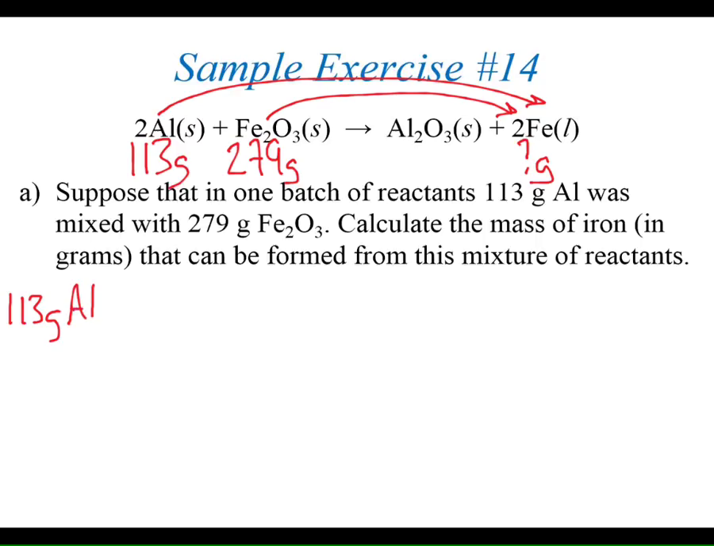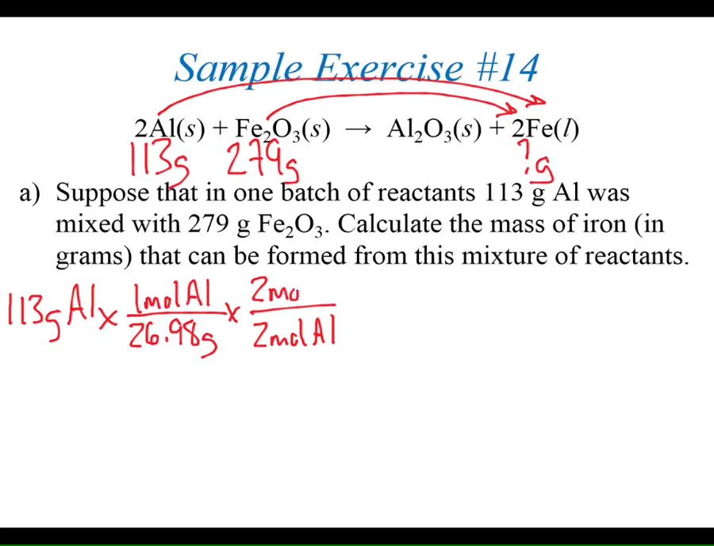113 grams of aluminum. What's the first thing I'll do with the mass of aluminum? Molar mass. The molar mass of aluminum is 26.98 grams per mole. What will I do next? I've got moles of aluminum, so do the ratio, comparing the aluminum to the iron. What is that ratio? 2 aluminum for 2 iron. 2 moles of aluminum on the bottom makes 2 moles of iron on top. Right, good.